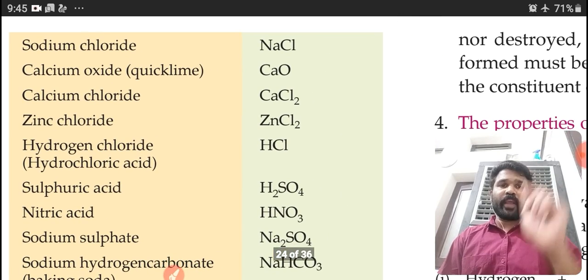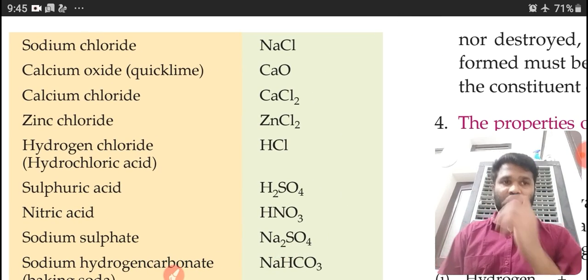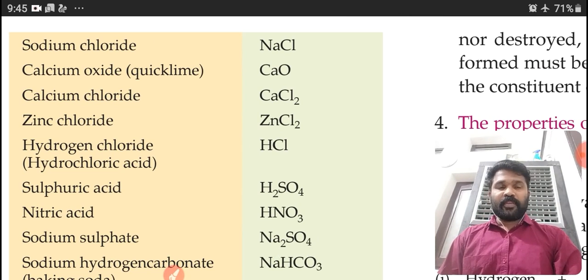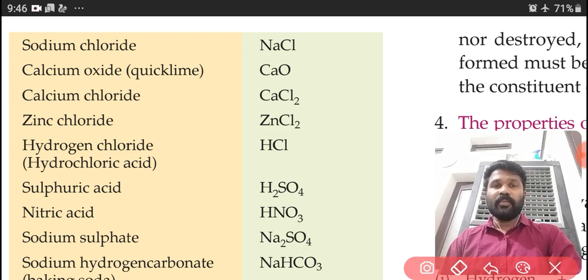And a few more examples here. It's a little tough, okay. The formulae we have discussed were easy, but these are a little tough. Sodium chloride, NaCl. Calcium oxide, quicklime, that is CaO, please mark it.